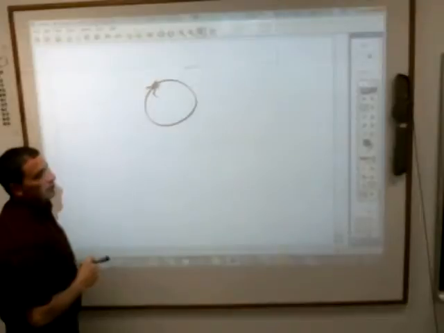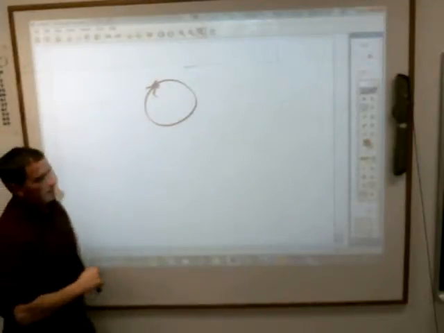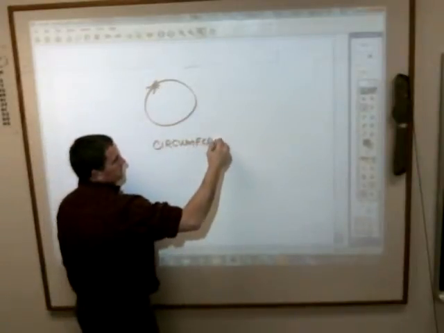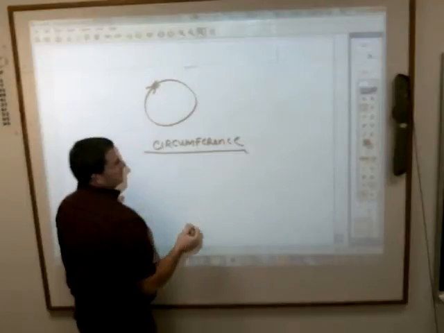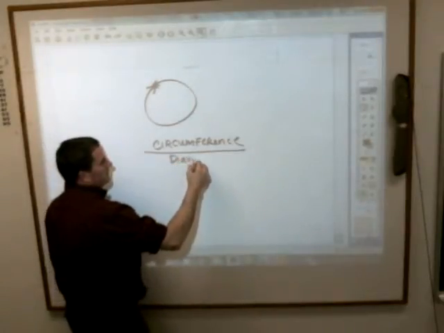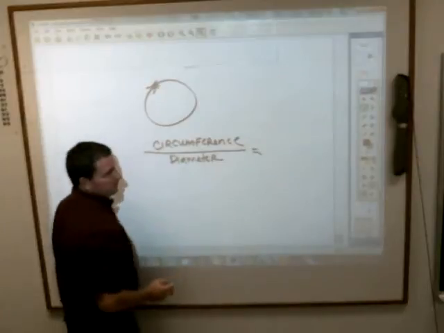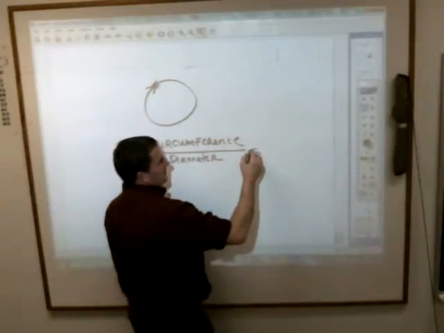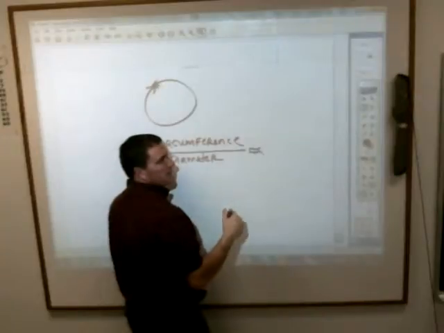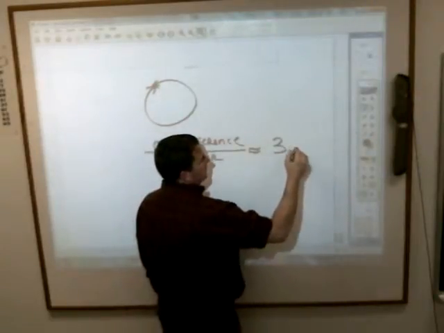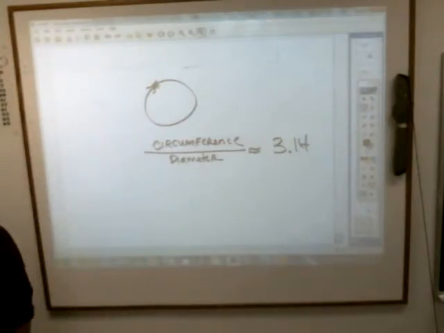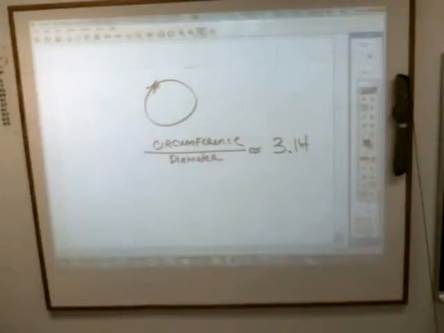Some guy, somewhere along the line, ladies and gentlemen, measured the circumference of circles, and then he divided it by its diameter, and guess what he got? Every time. No matter what circle he did, he got, well, what's the number? He got approximately, you got to do a little squiggly line because we don't know exactly what it is, 3.14. That is an approximation. It is not completely exact, but it's usually close enough for what we use it for.